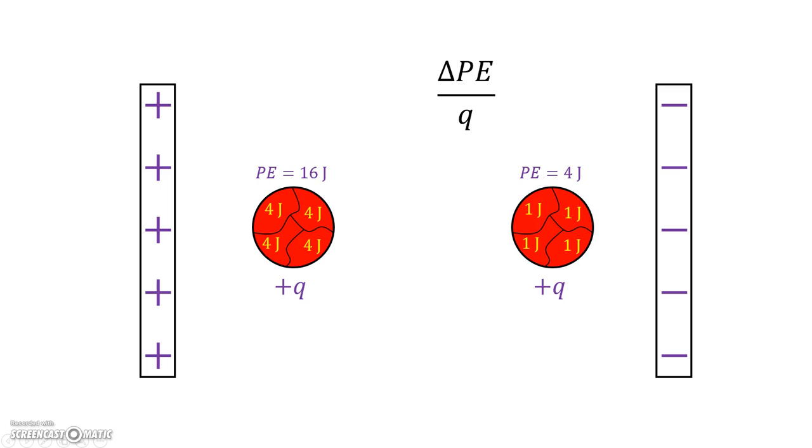This value, delta PE over Q, the change in potential energy per coulomb, is called the potential difference. Delta PE is the total loss, and delta V is the loss per chunk, or per coulomb.